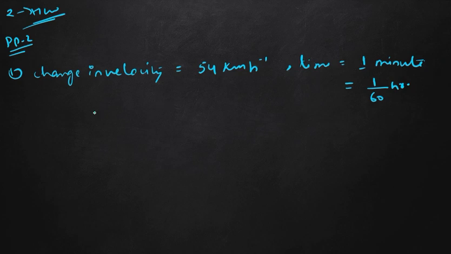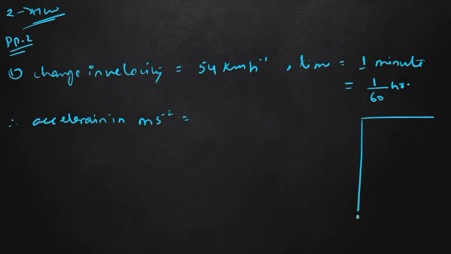Therefore, acceleration in meter per second square. For this we need to calculate. Our velocity was 54 kilometer per hour. We need to convert it into meter per second. To convert kilometer per hour into meter per second, we multiply 54 by 5/18 meter per second.